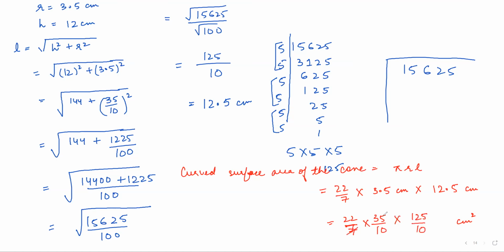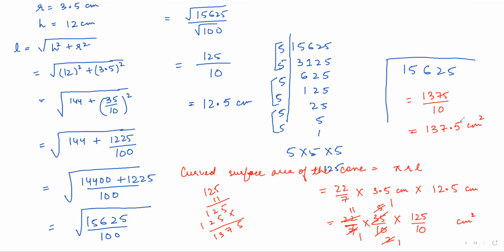So this is 7 into 1, 7 into 5, right? Then 5 into 1, 5 into 2. Then 2 into 1 and 2 into 11. So you have to multiply 11 into 125. So 125 multiplied by 11. So I have got 1375 divided by 10. So this becomes 137.5 centimeters square. So that's my curved surface area of the cone.